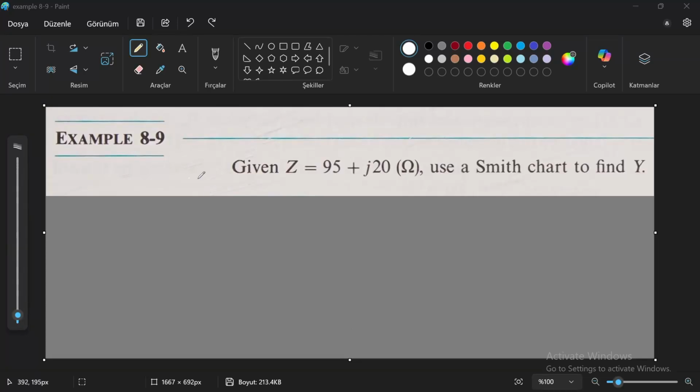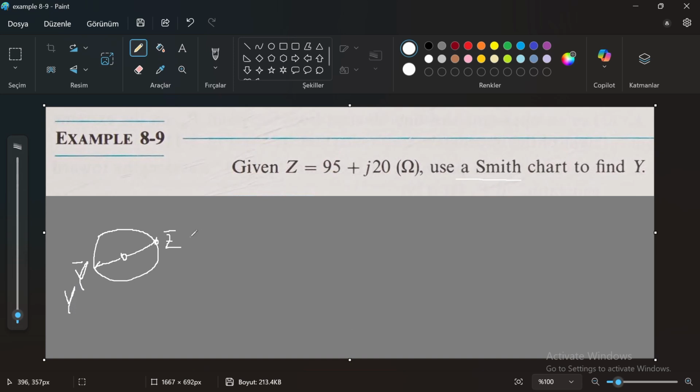Example 8.9. So this time we are given the Z impedance value and it is asking to find the admittance using the Smith chart. How to do that? Let me try to visualize it. Let's say this is our SWR circle and this is the center, and let's say this point is our Z normalized. If we rotate this 180 degrees, this point will be our Y normalized. After that, we can easily find the Y, the admittance.